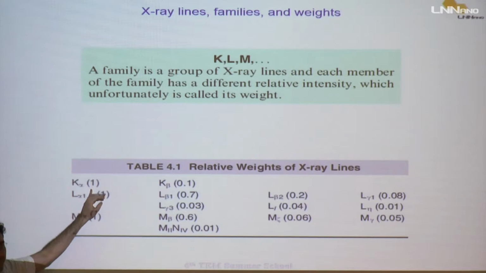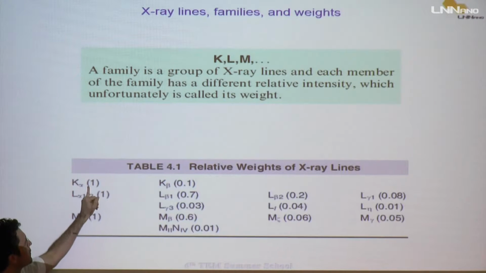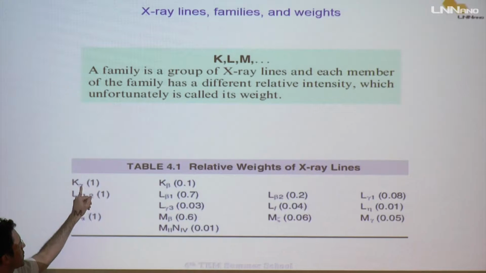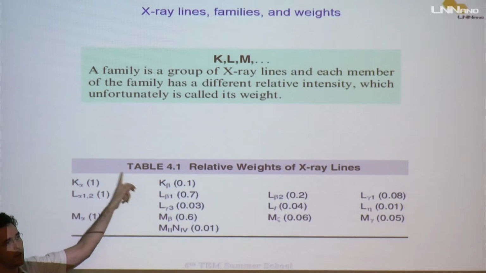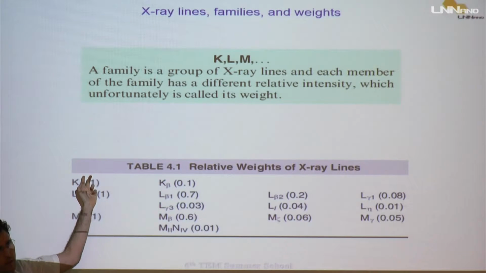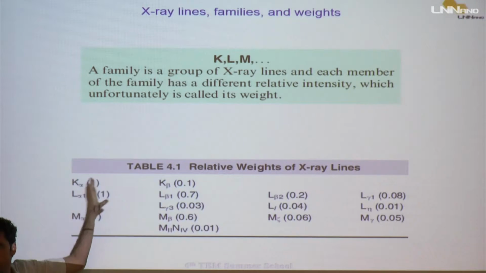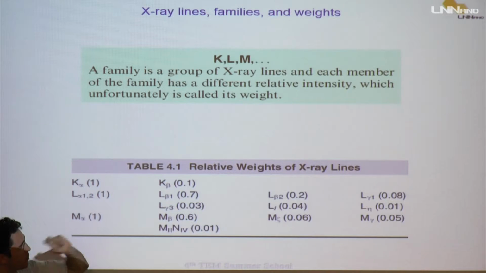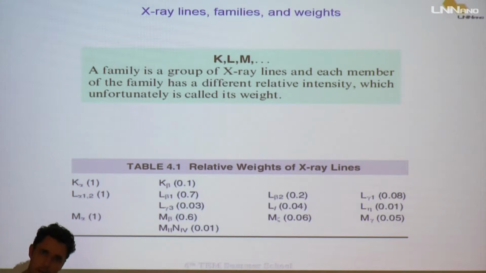For the K line, you measure K alpha and K beta. If you take the proportion of all the photons that you measured, you have a proportion of 10% of K beta and 100% of K alpha. You always get this proportion. Then you see that there is a probability of decaying following one way or another way.